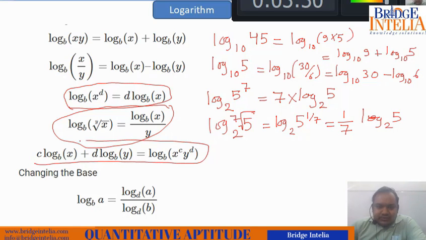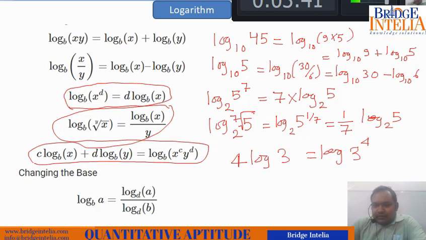What about this rule? What is this rule trying to convey? It is simply trying to say that 4 log 3 can be written as log of 3 to the power 4. That means a number, when taken from multiplication to inside of the logarithm, acts as the exponent. This is the most commonly used rule, so you need to understand this. Some of you might be coming across this for the first time.